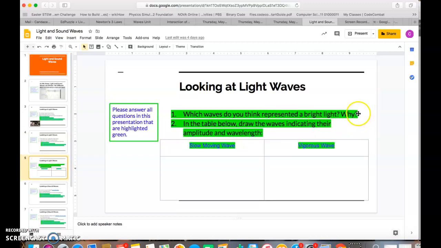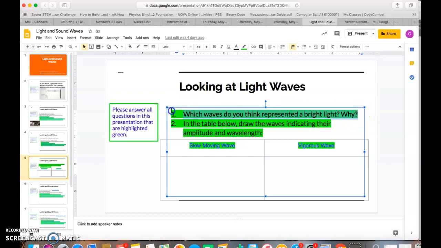Here, please make sure that you answer question 1. Which waves do you think represented a bright light and why? And then I want you to draw what the slow-moving wave looked like versus what the vigorous, fast-moving wave looked like. Now, if you want to draw by hand and insert pictures with a Chromebook, great. If you want to draw on Google Drawings, awesome. If you just want to type in a description because you're tired of trying to insert a picture, also okay. Now, I would say most of you got that pretty well because you could do the string.